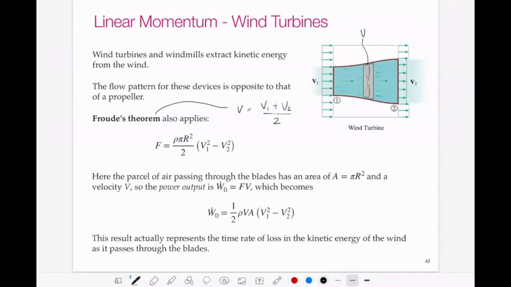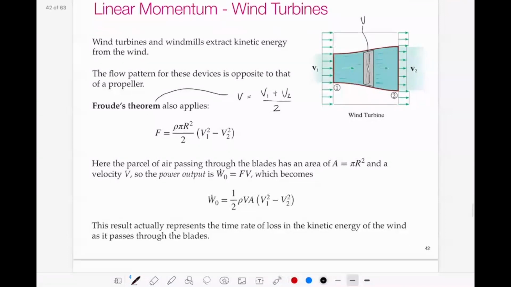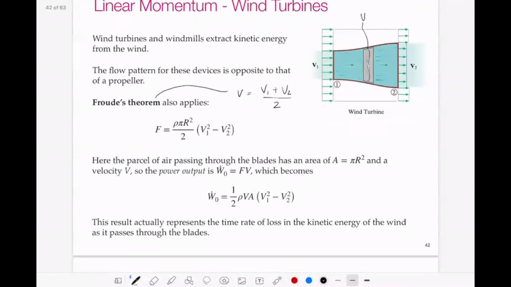And if we apply this, then we get the same equation as before, except you'll notice now that the V1 and the V2 are just flipped. So instead of having a V2 squared minus V1 squared, we have V1 squared minus V2 squared. And this is the force acting on that fluid.